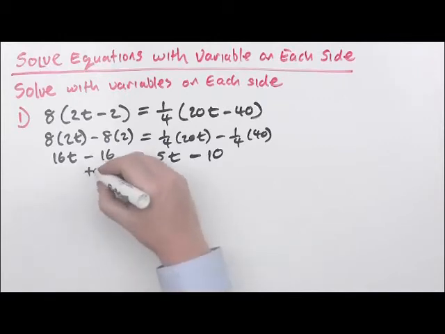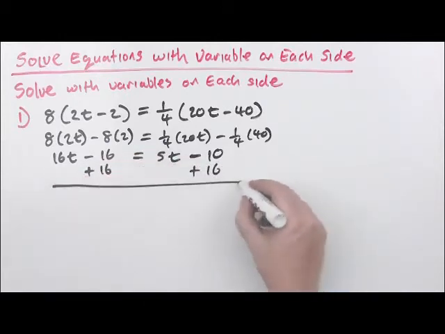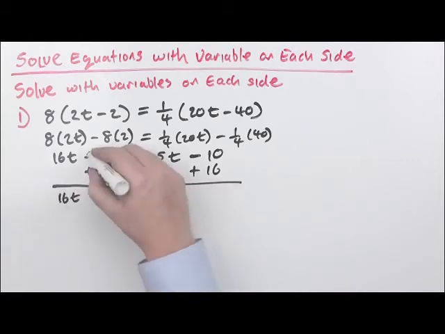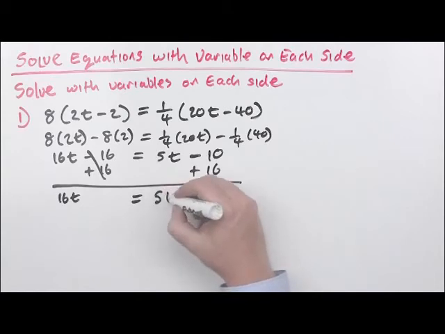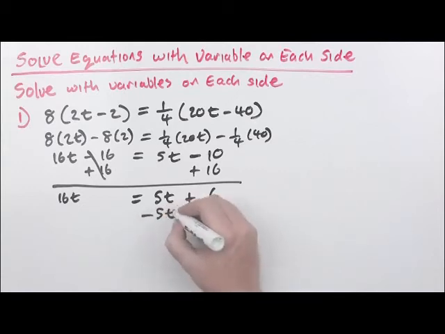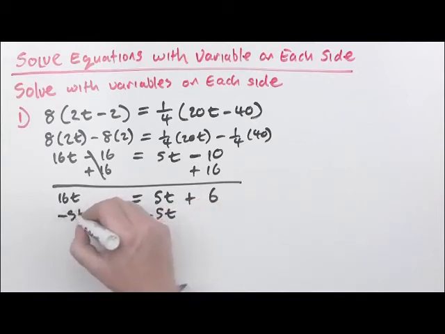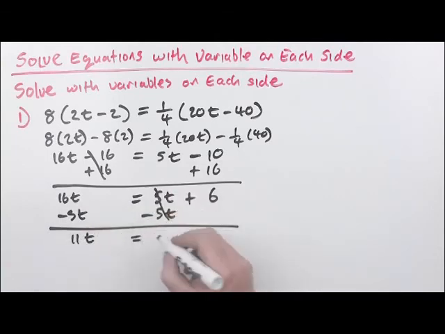Now I'm going to move the constants away from the biggest variable, the biggest positive variable, by adding 16 to both sides. So 16t, see, that cancels out. I've got 5t is equal to positive 6. Now I'm going to bring the variable over to meet it. Adding 5t on both sides, always keeping it balanced, so that's 11t. 11t equals 6.